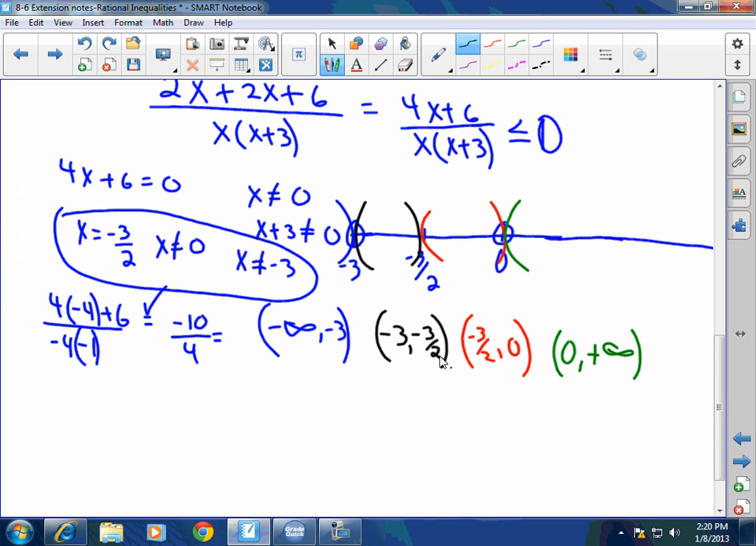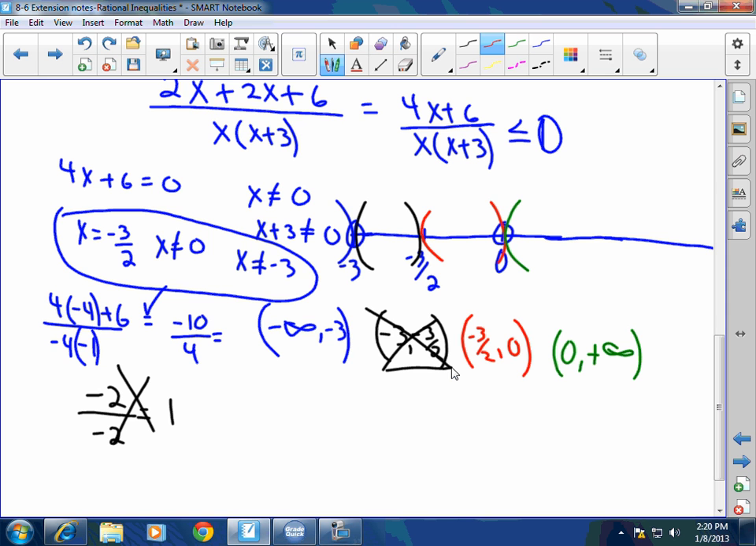Now let's look at the second interval between negative 3 and negative 3 halves. What do you think would be an easy one? I go negative 2, yeah, for sure. So 4 times negative 2 is negative 8. Negative 8 plus 6 is negative 2. And then negative 2 times 1 is, again, negative 2. That's a positive 1. So that's a big fat no. That isn't going to work.